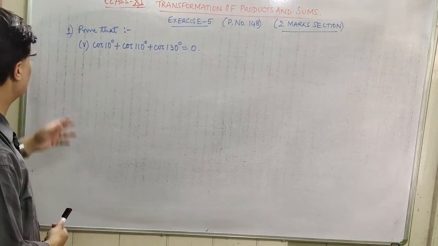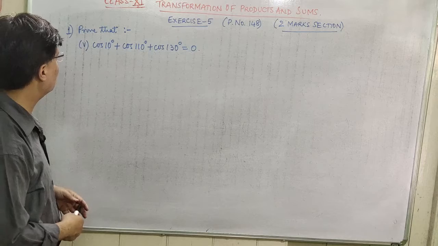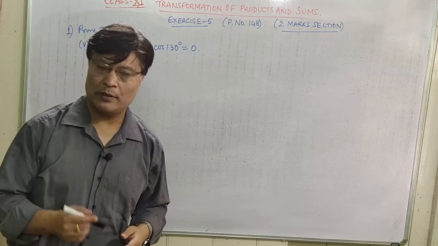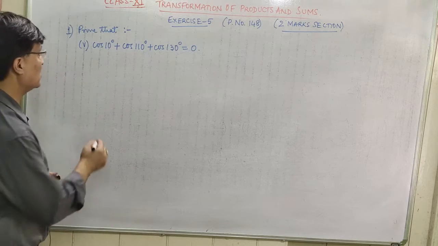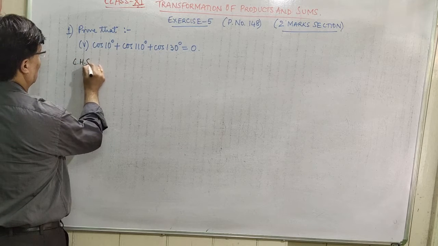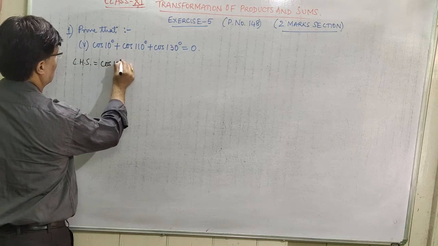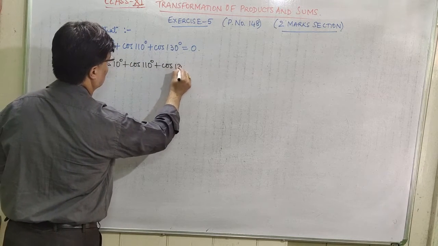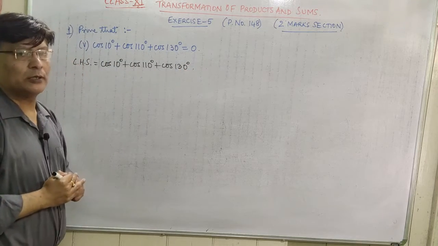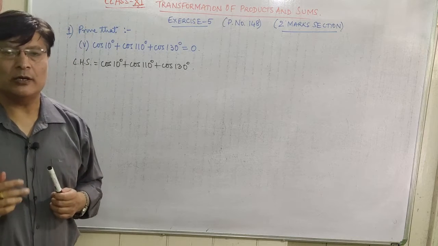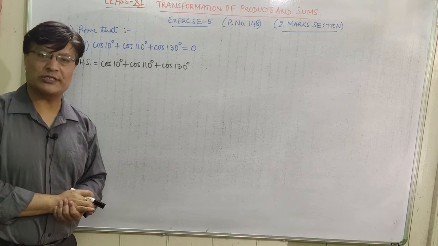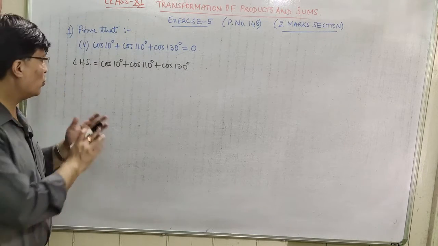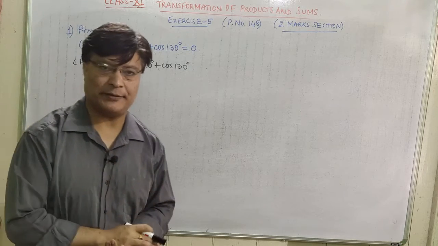So now we'll do the next question, that is question number 5 of number 1. Let us prove that cos 10 degree plus cos 110 degree plus cos 130 degree is equal to 0. So let us prove LHS is equal to RHS in this case. So let us write LHS now, which is equal to cos 10 degree plus cos 110 degree plus cos 130 degree, right? So in this case also you have to take the terms in pair so that we can use the formula of cos C plus cos D, and always take the greater angle as C and the small angle as D.